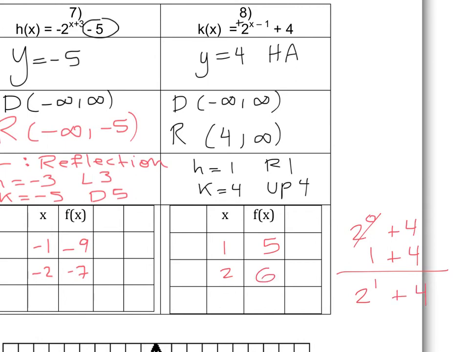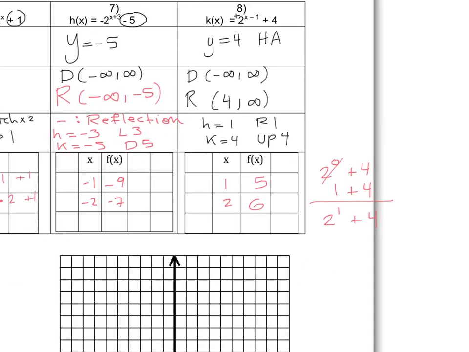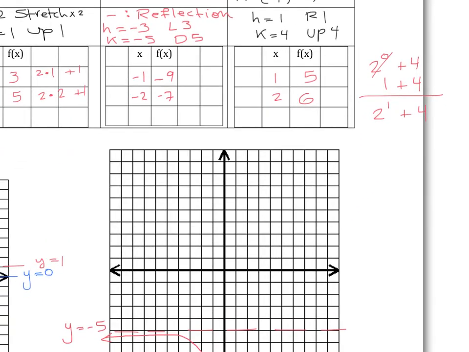So let's go ahead and plot the horizontal asymptote, which is y equals 4. And I'm going to plot the points 1, 5 and 2, 6. And I'm going to graph the exponential graph. It's going to be, as you can see, above the asymptote, and that's why the range is from the asymptote all the way up to infinity.